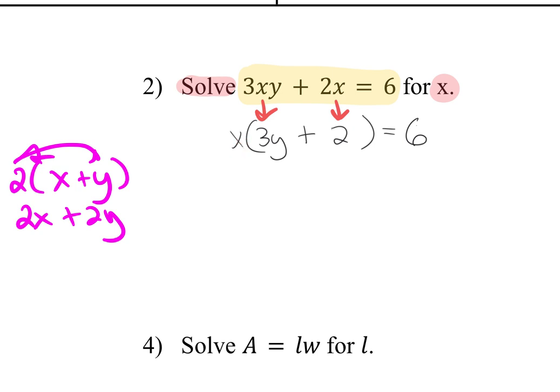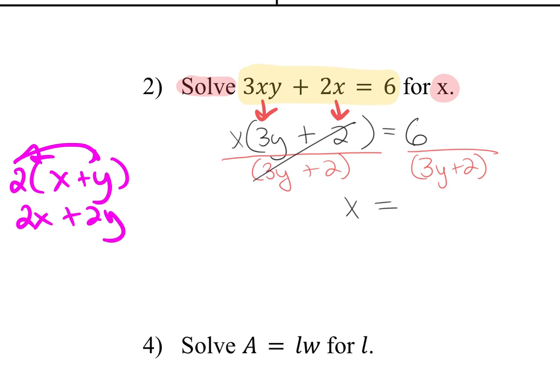Now with the distributive property, what operation do we use? Multiplication. So how do we undo multiplying? Divide. Guess what? We get to divide. Remember, I want my x by itself, so we get to divide by this entire 3y plus 2 piece on both sides. 3y plus 2 divided by 3y plus 2 is still just 1. Anything divided by itself is 1. So now I have 1x, which is just x.